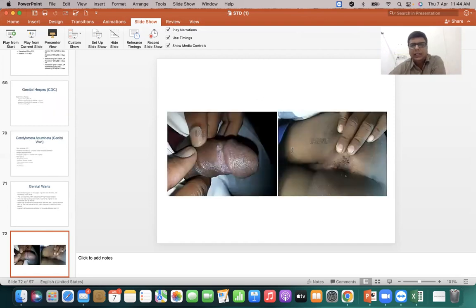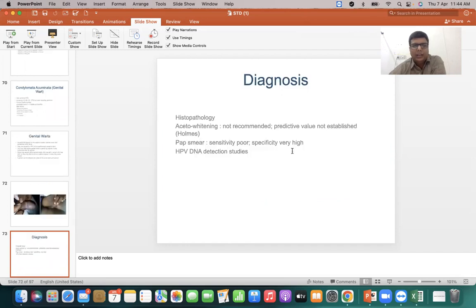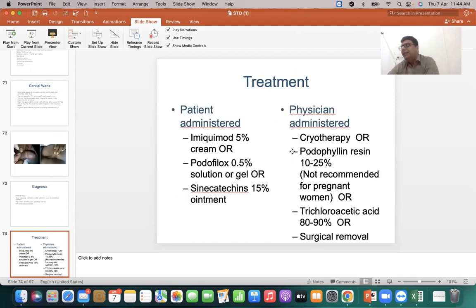So you can see the perianal warts and warts around the perianal sulcus. The diagnosis is done by either histopathology or acetowhitening, which is not recommended nowadays, Pap smear and HPV DNA studies.